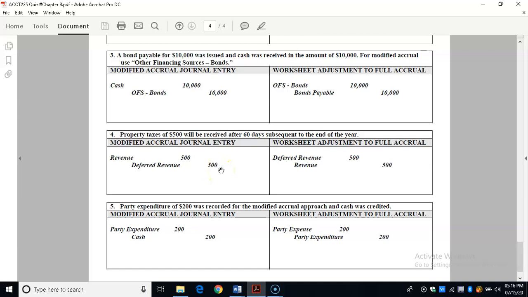How do you convert from modified accrual to full accrual? Well, full accrual doesn't have this 60-day rule. It's not going to have this journal entry. So how do you convert to full accrual? Notice this journal entry is just the reverse of that one. You're canceling out the original entry. So you do the opposite.